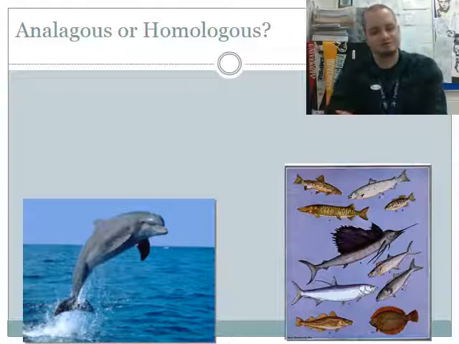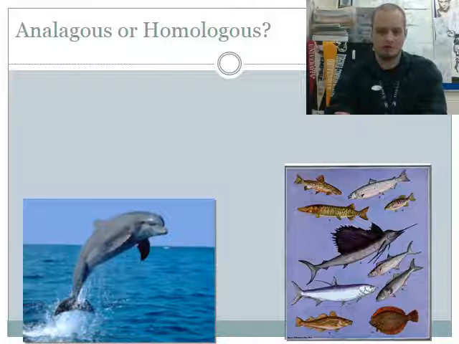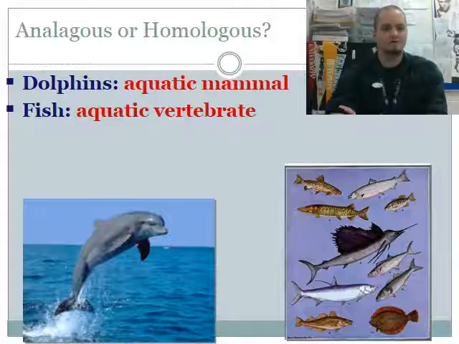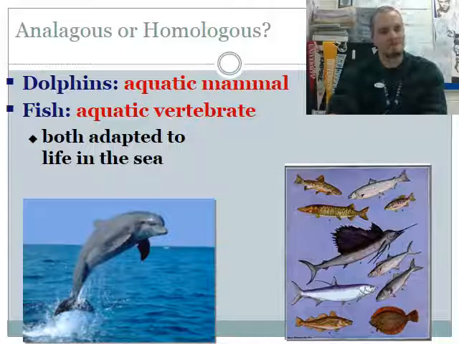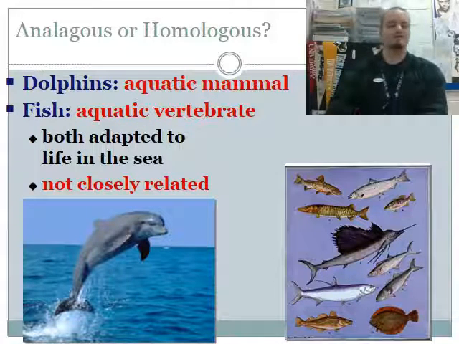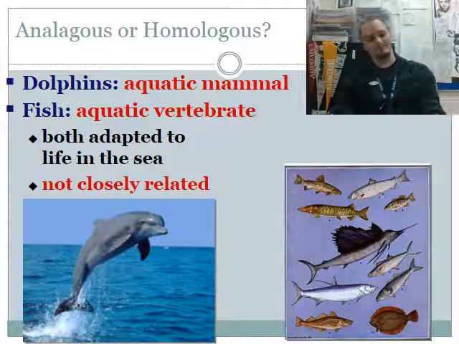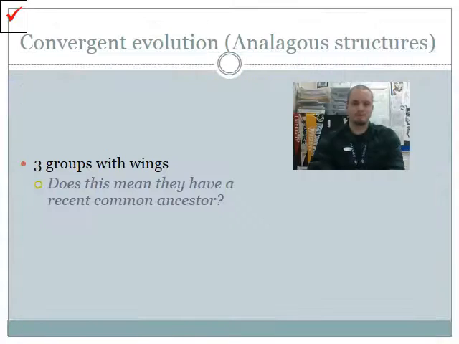So what do you think? We have a dolphin, and we have a wide variety of different fish. Would these be analogous or homologous? So dolphins are an aquatic mammal, where fish are aquatic vertebrates. They're both adapted to life in the sea, however, they are not closely related. They have similar structures and the same function. So, convergent evolution, analogous structures.